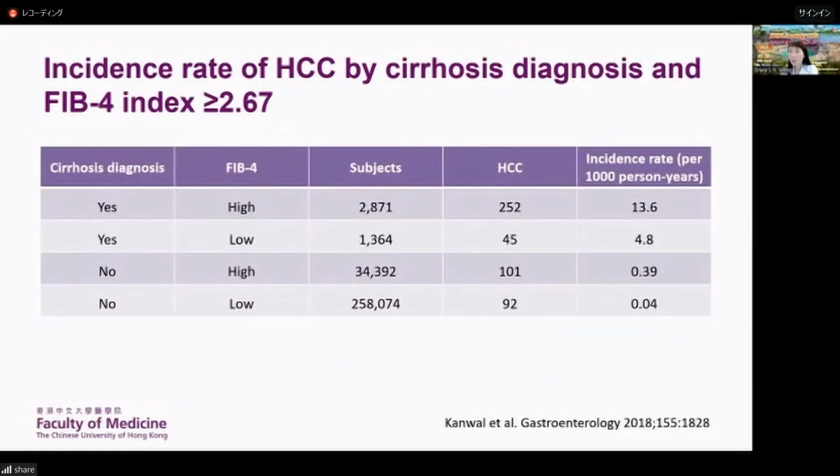And then there would be some simple fibrosis scores like the FIB-4 score, which we have been using to predict advanced fibrosis in different kinds of chronic liver diseases. And here they find that it can be another supplement to the clinical diagnosis of cirrhosis, because sometimes cirrhosis may not be readily identified from our basic blood tests or ultrasound. So here, even those without a cirrhosis diagnosis but with high FIB-4, we can also see that the incidence rate of HCC is still quite substantial. But obviously, those with cirrhosis are already at very high risk of HCC.